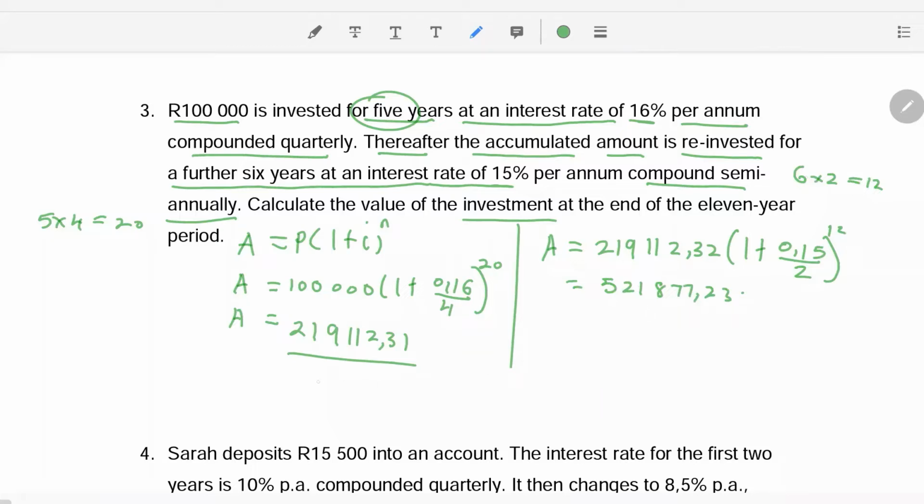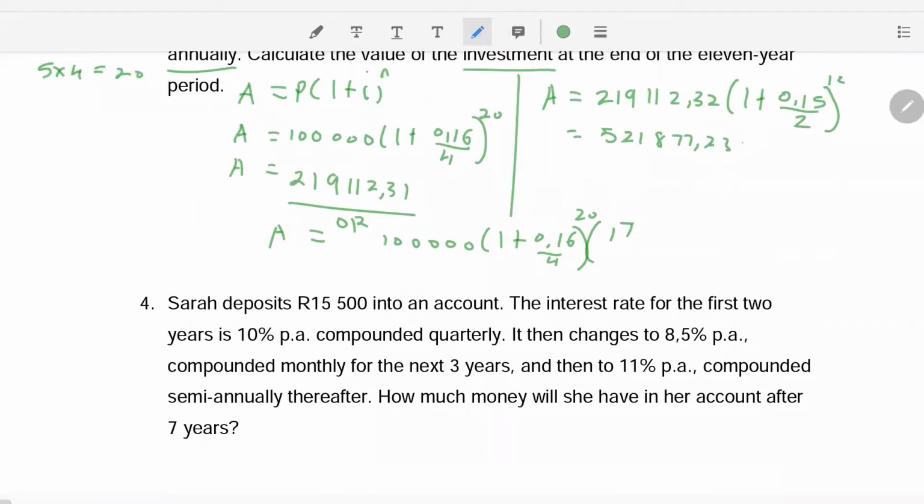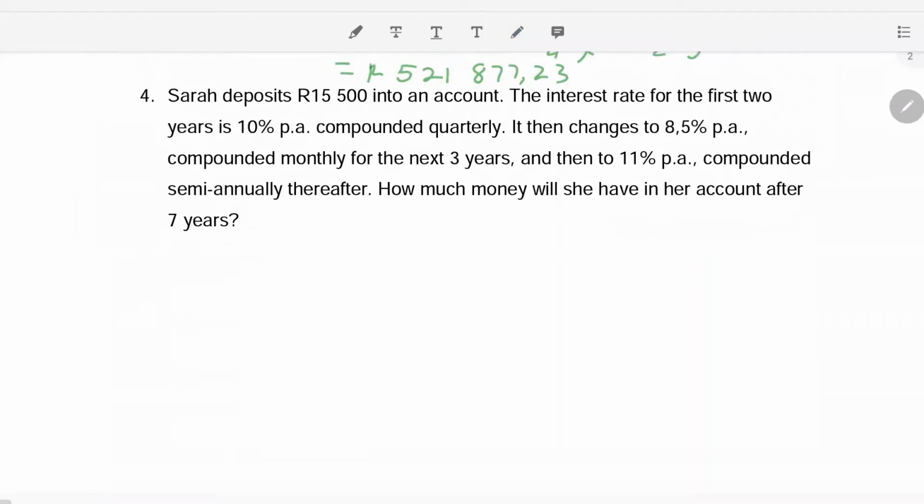Alternatively, instead of breaking it down, a candidate would use the same principal amount of 100,000, then first grow it at 16% compounded quarterly over 20 quarters, times a bracket whose interest is 15% compounded half yearly, and then to the power of 12. So in both cases, we end up with a final investment value of 521,877.23 rands. And then we go to question number 4.